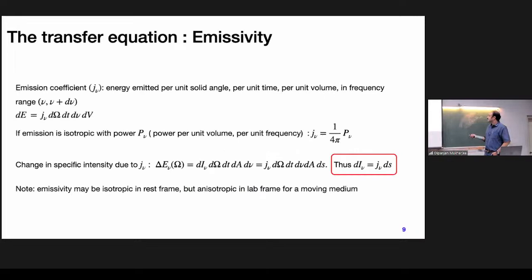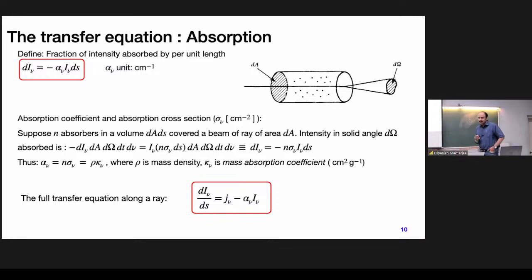Why am I writing it dI? Because there is a change in the intensity because of the emission. But this delta energy is also related to what we have just defined in terms of the emission coefficient, J nu d omega dt. So volume I'm writing as dA times dS for the path length. The concept of path length is being introduced because intensity is traveling along a ray of light. So you have an area and a distance over which it is traveling. If you cancel out all the terms, you will find that the way intensity is related to the emission coefficient is dI nu equals J nu dS. This is the first term in the radiative transfer equation. So this takes care of emission.